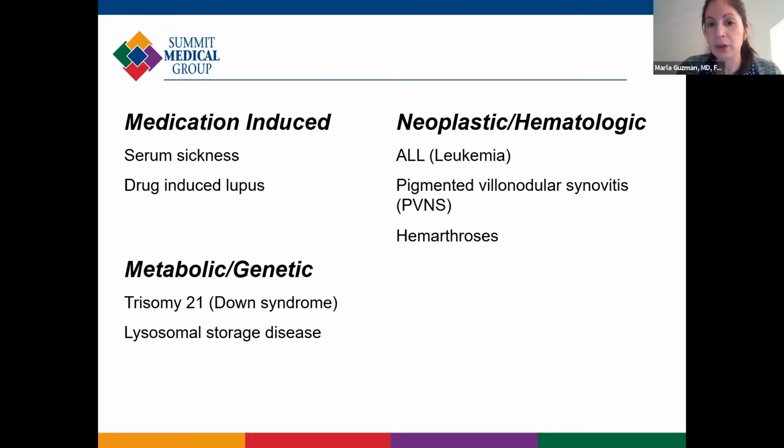And then lastly, hemarthroses, or blood accumulation in the joints. So children who might have conditions impacting their ability to clot. So children with hemophilia may develop hemarthroses.